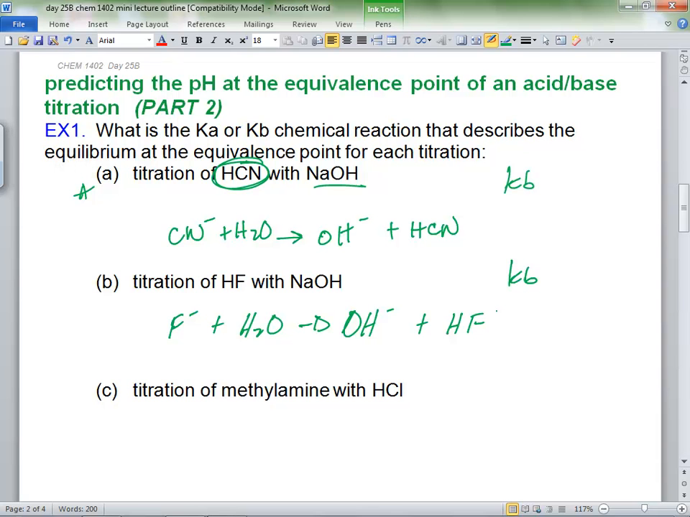But Albert, life isn't always so straightforward. We're titrating methylamine with HCl. Would you end up writing a Ka or a Kb reaction? He says Ka. Does everybody agree? Yeah, add an acid, get an acid. You're going to write a Ka reaction.